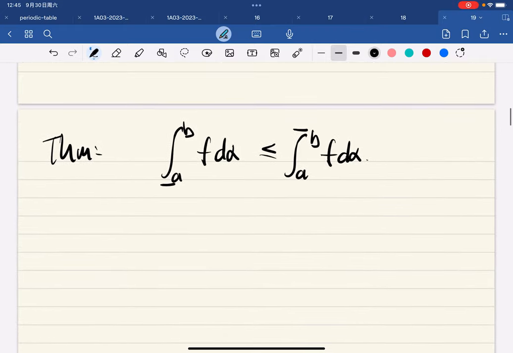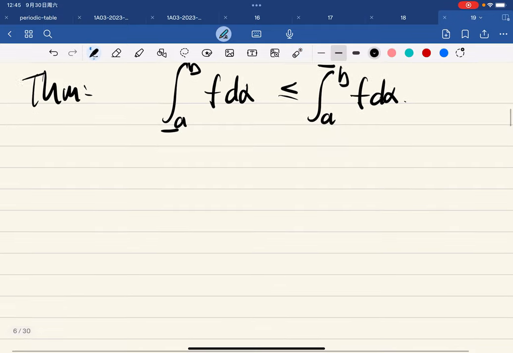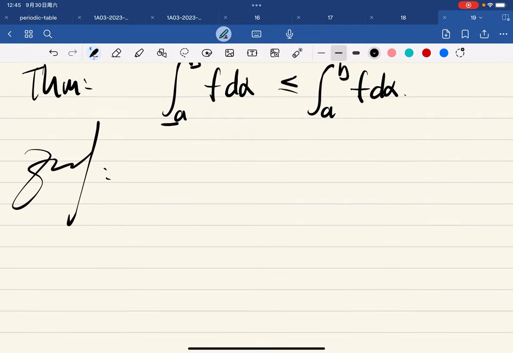And now we're going to prove another intuitive-looking result, which is that the lower integral is less than or equal to the upper integral. Well, I wonder why you call them lower and upper, because the lower is less than the upper, right? And we should prove it.